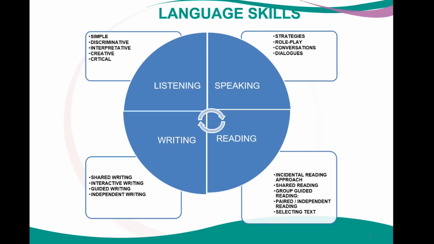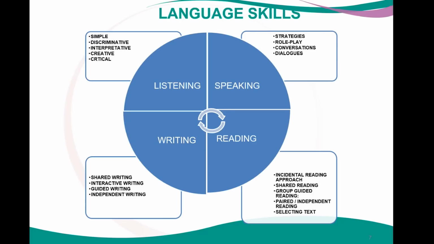Okay, under language skills and listening, we have simple, discriminative, interpretative, creative, and critical listening. Have an understanding of what they mean. Simple is just listening. Discriminative, they can listen to the sound as you pronounce and say, but these sounds are not the same. They can look at the pictures and say, these are not the same. They can interpret. They do interpretative listening. They do creative listening. They listen. They do critical listening. Have an understanding of these concepts.